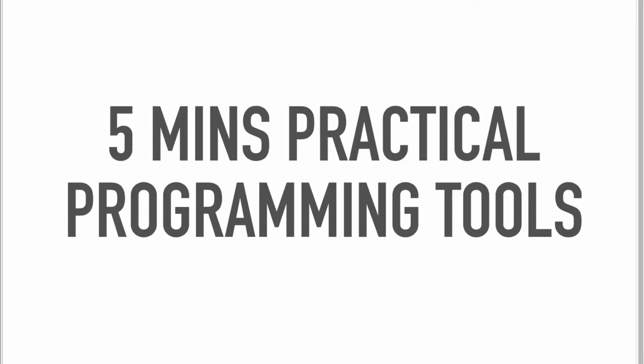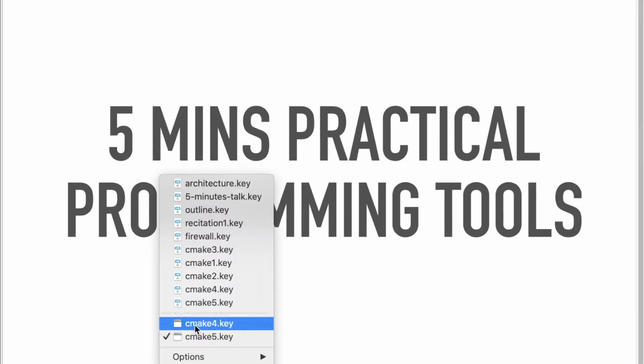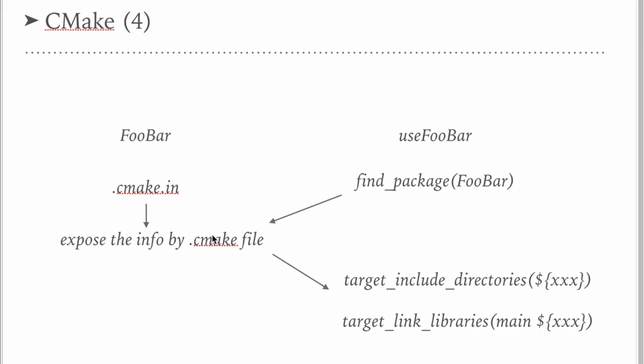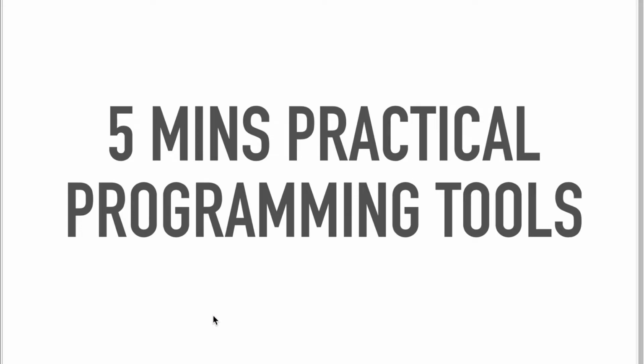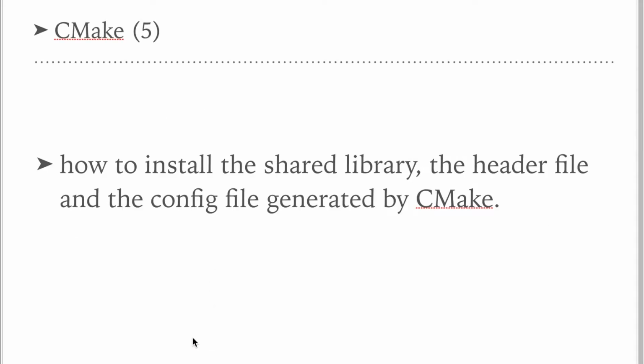In the last video, we showed you how to generate the .cmake file and use find_package to parse this file and configure the variables automatically, and then integrate your project into other people's projects. In this video, we will focus on how to install the shared library, the header files, and the configuration file at the right places.